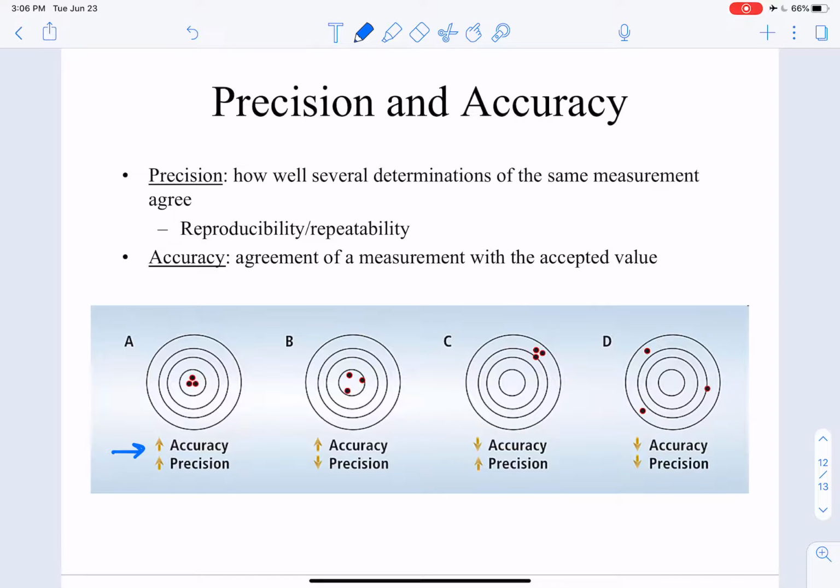Now in C, you're getting all of your hits in the same region, so you've got high precision there, but you have low accuracy because you're supposed to get them in the bullseye right here. Okay, so the accuracy is off, but your precision's high. And D, you've got low accuracy and low precision, so you're just all over the place. You're not getting where you're supposed to be, and your hits are not in the same spot.